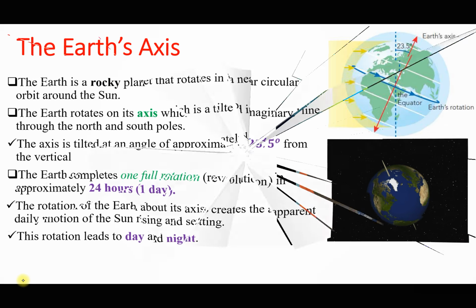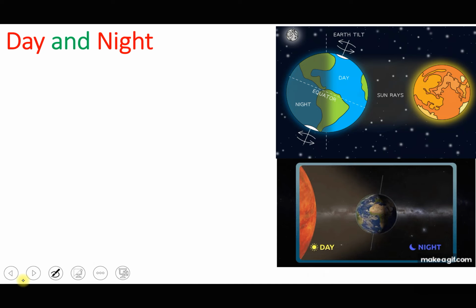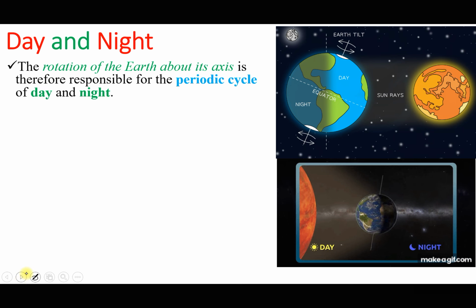So let's talk about day and night in more detail. How do we have day and night? These diagrams, or this animation here, show how we come up with day and night. The rotation of the Earth about its axis is therefore responsible for the periodic cycle of day and night. Remember, the axis is tilted at an angle of about 23.5 degrees. So it is this rotation which is responsible for day and night.